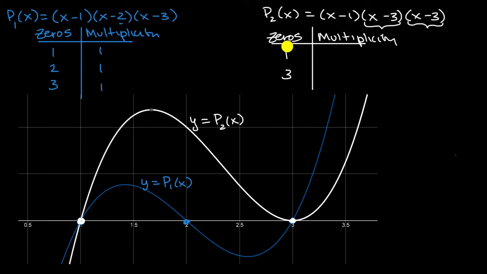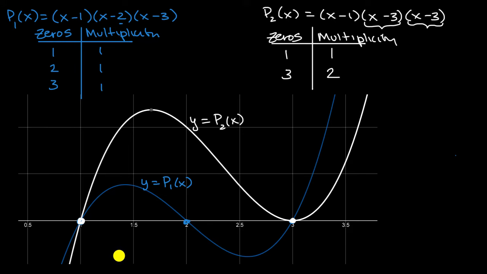So they all have a multiplicity of 1. For p2, the first 0 has a multiplicity of 1. Only one of the expressions points to a 0 of 1, or would become 0 if x were equal to 1. But notice, out of our factors, when we have it in factored form, two of them become 0 when x is equal to 3. This one and this one are going to become 0. And so here we have a multiplicity of 2. And I encourage you to pause this video again and look at the behavior of the graphs, and see if you can see a difference between the behavior of the graph when we have a multiplicity of 1 versus when we have a multiplicity of 2.